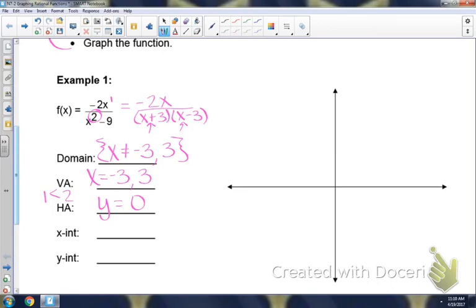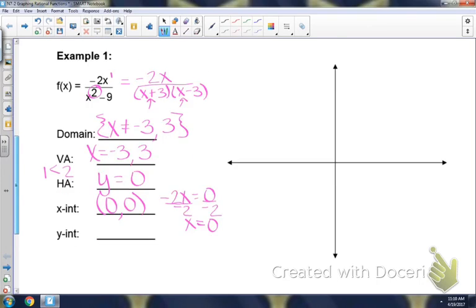X-intercept, if you look back up at the top of your steps, you're setting the numerator equal to 0 and you're solving for x. So if I set negative 2x equal to 0, solve for x, so divide by negative 2, and you get x equals 0. On your x and y-intercept, I want you to write those as ordered pairs. So your x-intercept is (0, 0), and your y will always be 0, because it's an x-intercept.